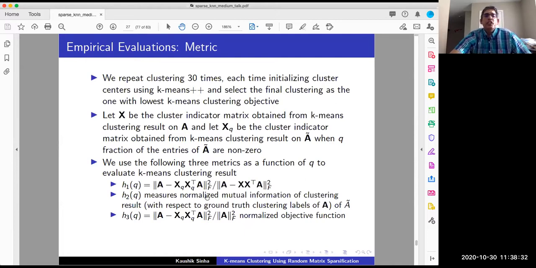H2 of Q measures the normalized mutual information. That is one metric people typically use to find the cluster quality, and the higher the values, the better. And then finally, we also have H3 of Q, which is the normalized objective value. The objective value can be very large, so you normalize by the squared Frobenius norm of the matrix to make sure that it does not become too large. And essentially the faster this quantity decreases, the better.